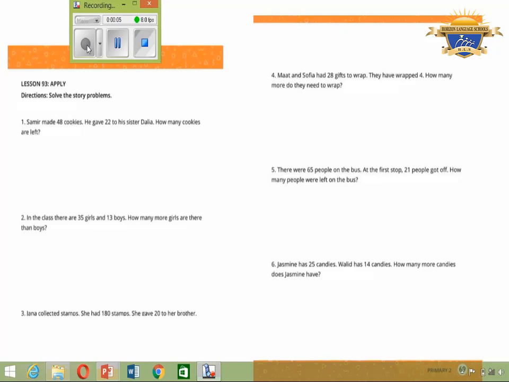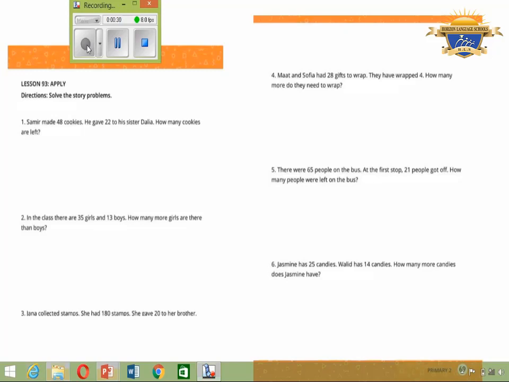Our lesson today is lesson 93. For the past two lessons, we have been thinking about subtraction fact families, and counting on and back as strategies to help us solve subtraction problems. Today, we are going to solve some story problems.